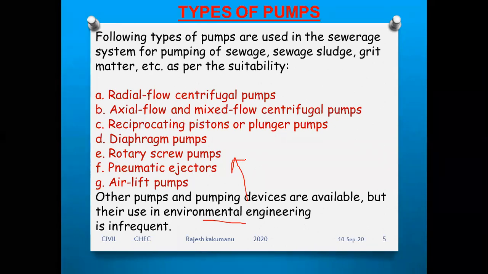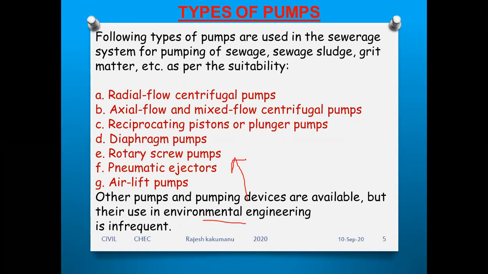Windmill pumps you are having. So like this you are having other pumping systems also, but these are not used commercially for the sanitary sewage pumping stations. So for sewage pumping stations, commercially, by the municipality, publicly, we are using these types of pumps.